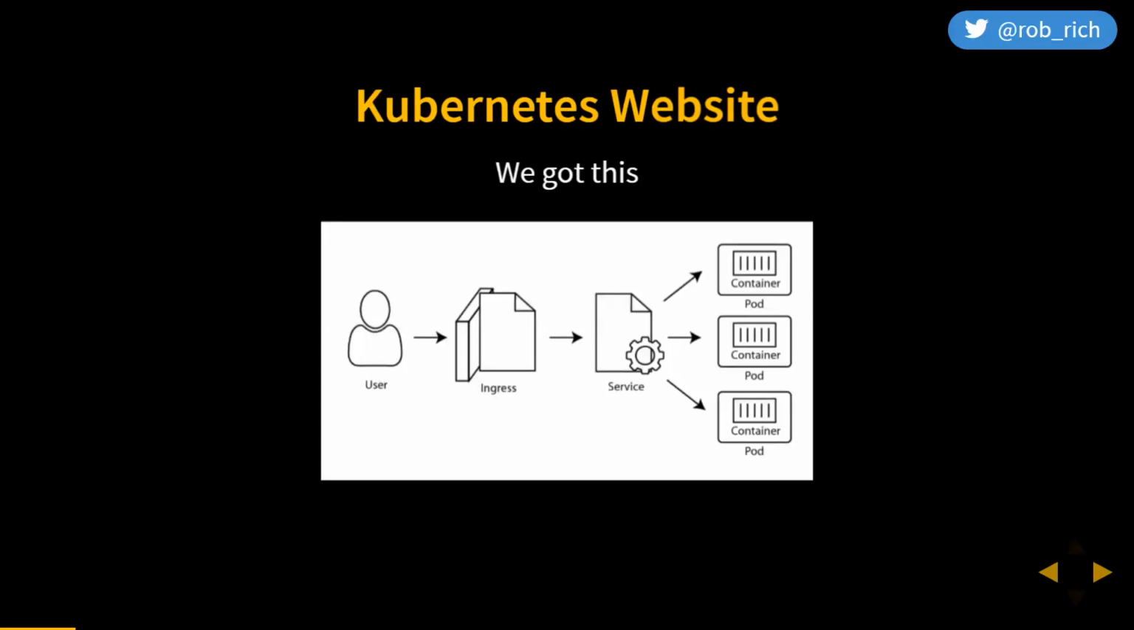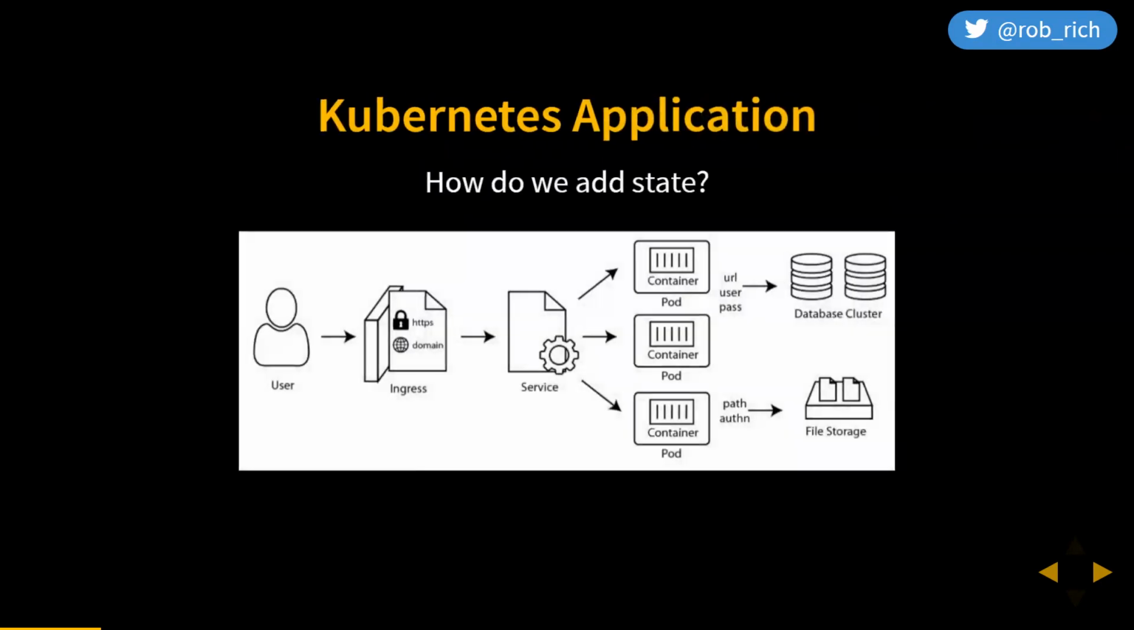But how do we get past this? How do we get the rest of the application in place? Now, our applications probably look more like this, where we have our ingress, but our ingress has some configuration details: an HTTPS certificate, a domain that it needs to map to. We need these configuration details in our ingress. We have a service that maps to our pods, probably launched by a deployment. And then we also have file storage. So this file storage is really interesting.